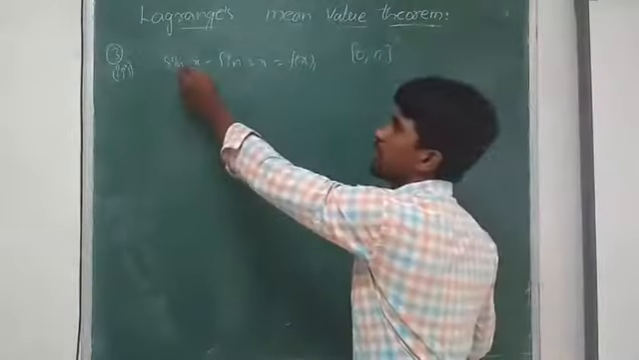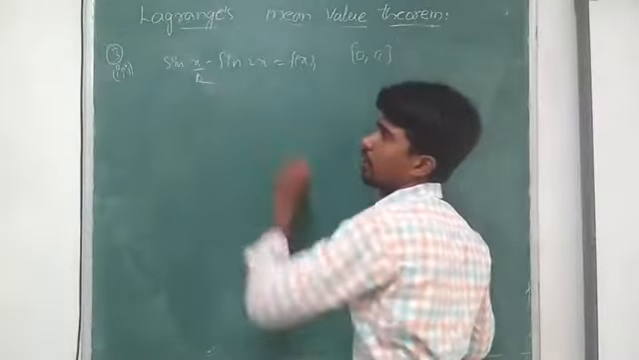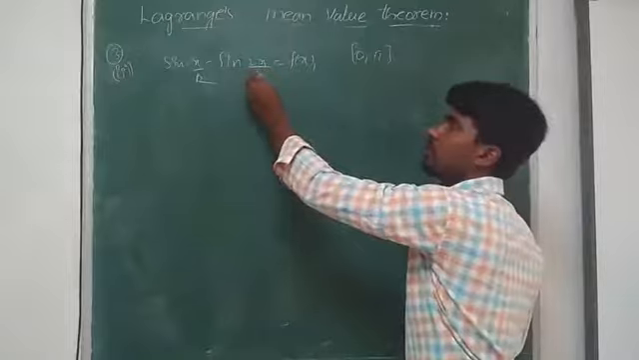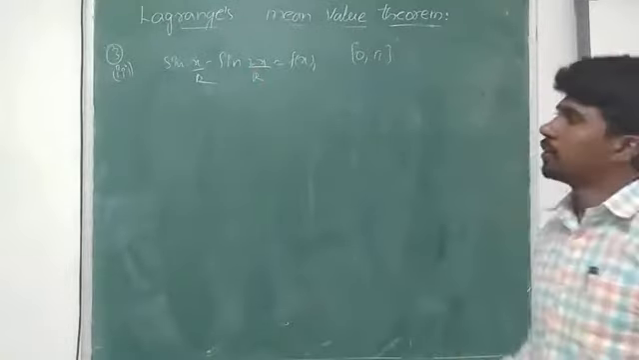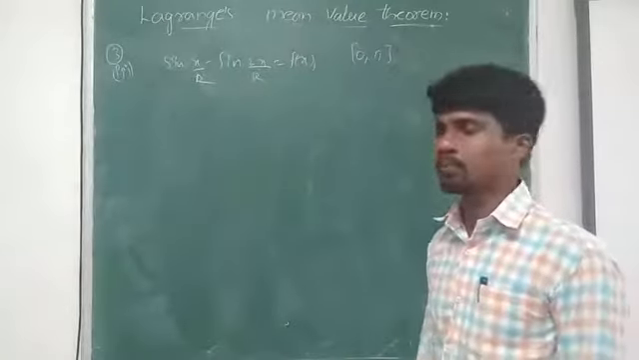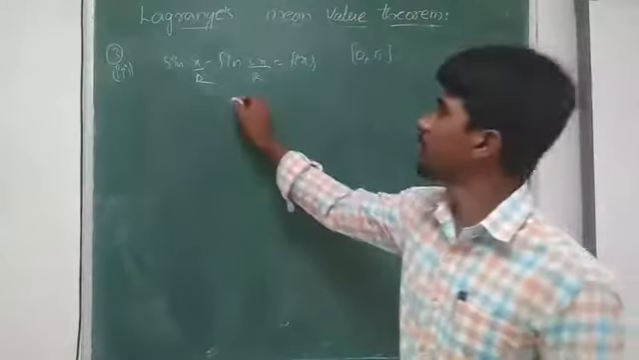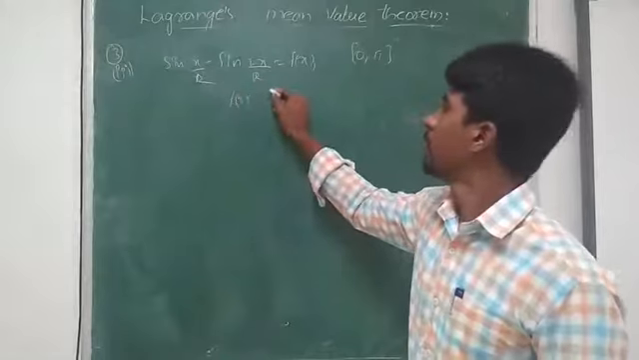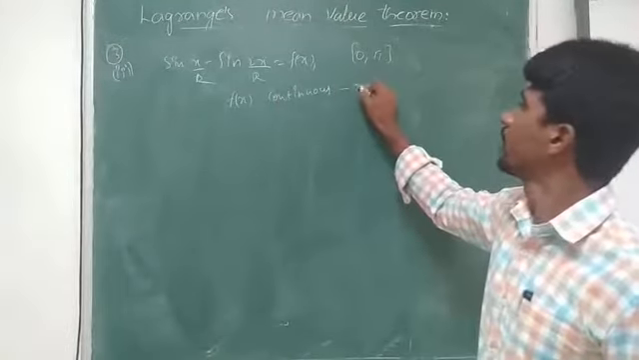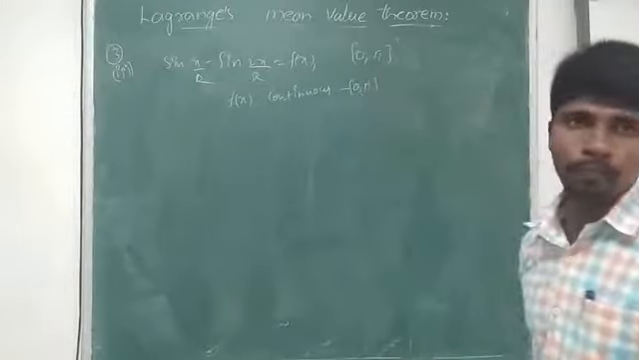Sin x is continuous for all real numbers. Sin 2x is also continuous for all real numbers. Then sin x minus sin 2x is continuous for all real numbers. Therefore, f of x is continuous in 0 to pi.